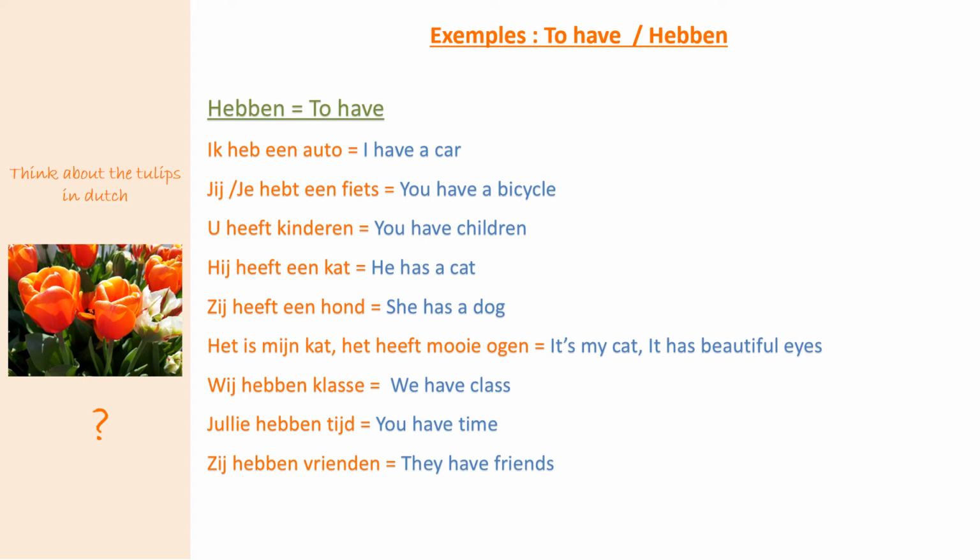Wij hebben klas. We have class. Jullie hebben tijd. You have time. Zij hebben vrienden. They have friends.